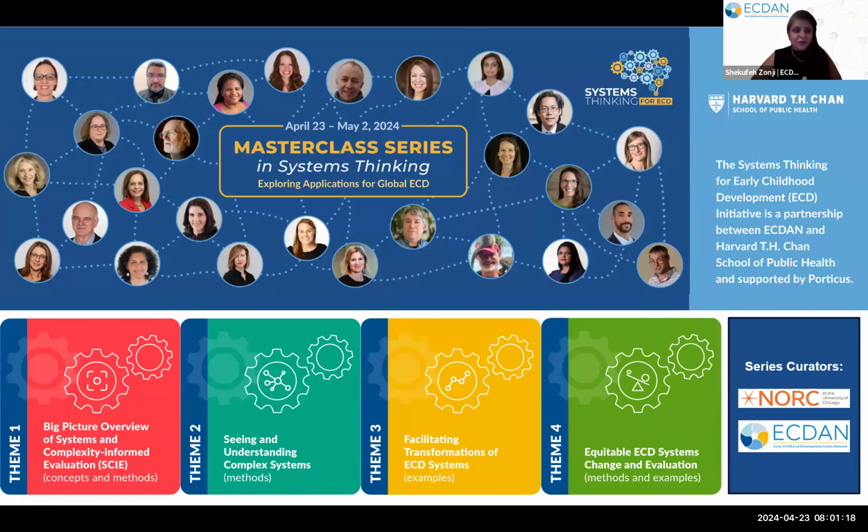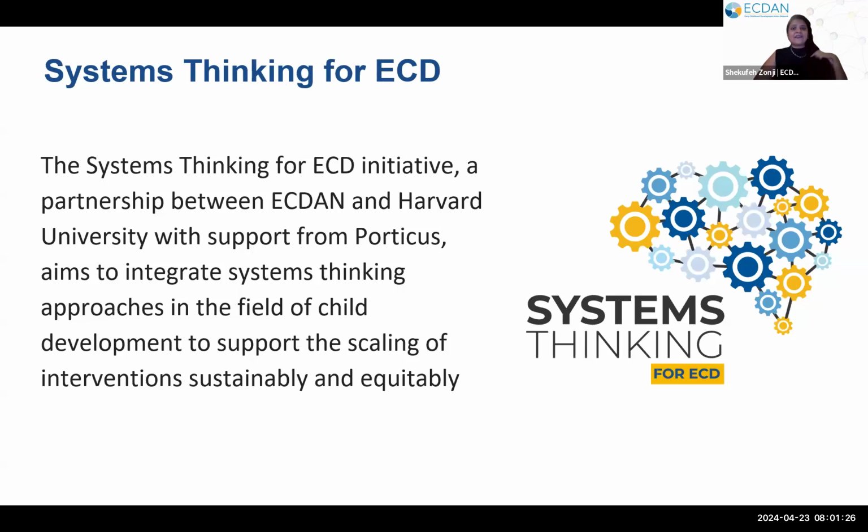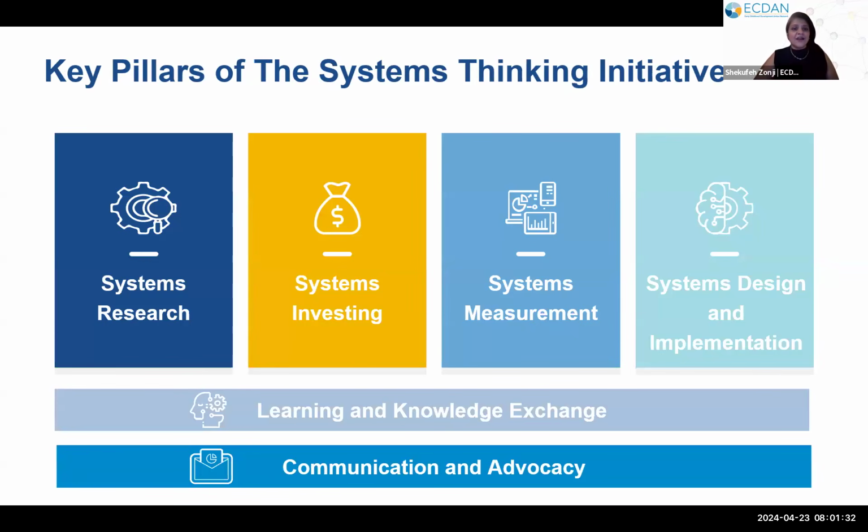So today's session will be around theme 1, where you'll be getting the big picture overview of systems and complexity informed evaluation. The Systems Thinking for Early Childhood Initiative is a partnership between ECDAN and Harvard, supported by Porticus. We have 4 pillars of work: systems research, systems investing, systems measurement, systems design and implementation. And today, this Masterclass series is part of the systems measurement pillar.